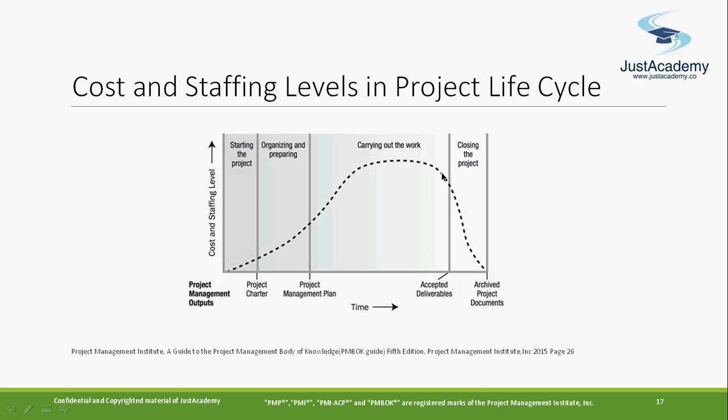As soon as the work starts completing, you start delivering it. Then slowly you start releasing the resources one by one based on completion, and at the end you release all the resources and the project ends. So initially the cost is less, slowly it increases, and then slowly it decreases. This is how cost and staffing levels work in the project life cycle, and how this diagram flows.